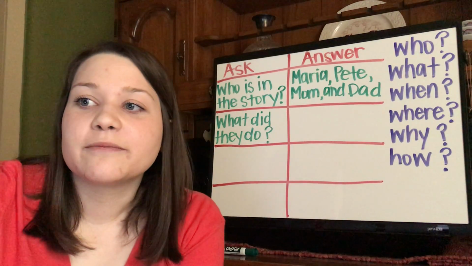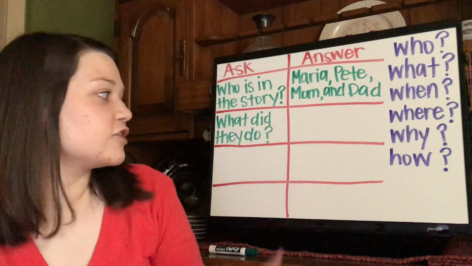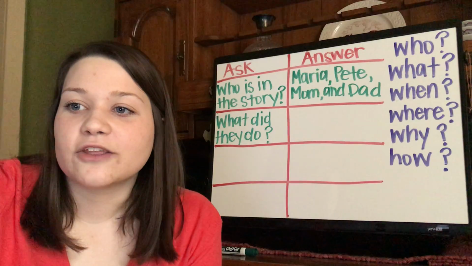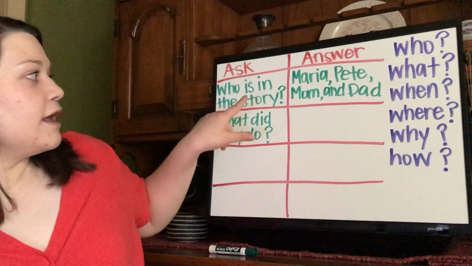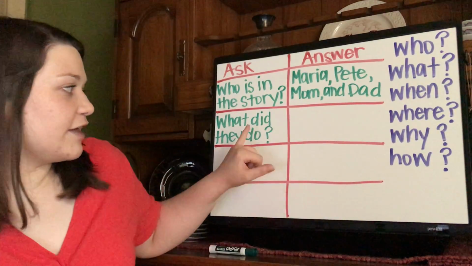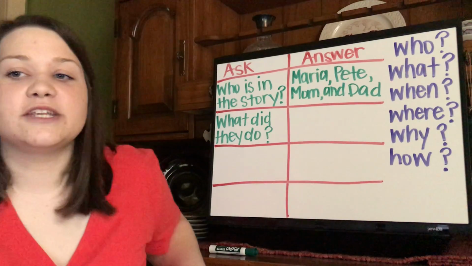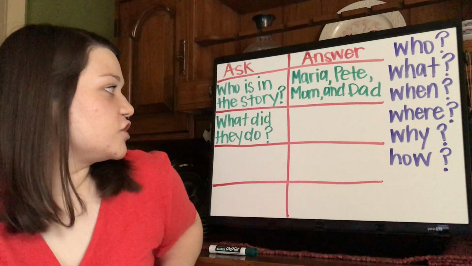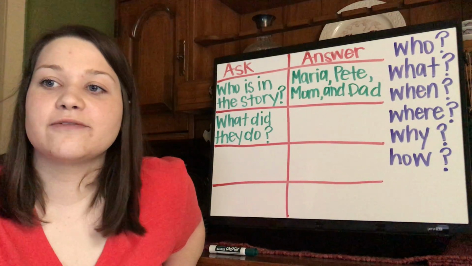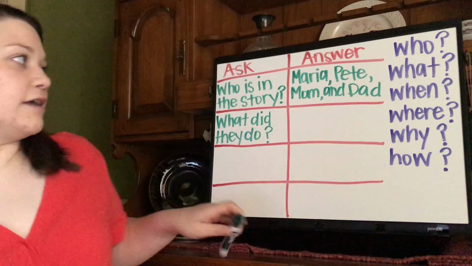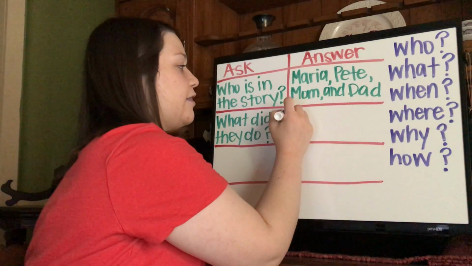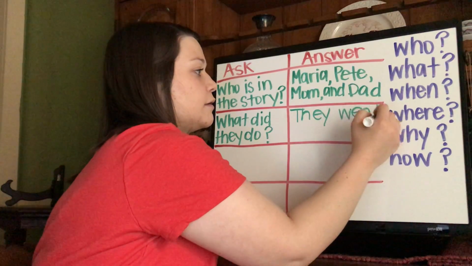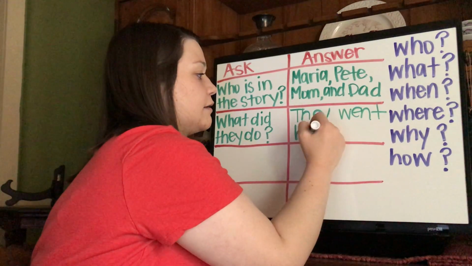So I'm going to start writing my questions and my answers down on my chart so I can keep track of them. So if you look on page 93, you have a chart that looks just like mine. It has the first question and answer filled in, and then it has the next question, but we need to write the answer. So the question says, what do they do, or what did they do? So I know from the story that they went hiking. So on this side, I'm going to write, they went hiking.